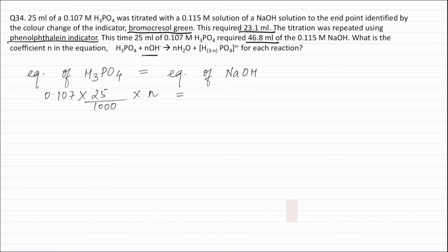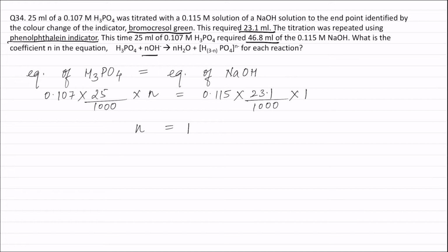Equivalence of NaOH will be equal to molarity of NaOH, that is 0.115 M, into volume of NaOH in liters, that is 23.1 divided by 1000 liter, into valency factor of NaOH, that is 1. Solving this equation, the value of n is equal to 1. Therefore, when bromocresol green is used as indicator, the value of n is equal to 1.